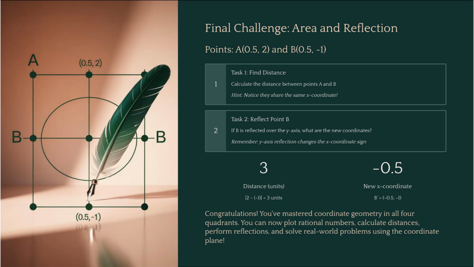For your final challenge, consider the points A at (0.5, 2) and B at (0.5, -1). First, find the distance between A and B. Then, if point B is reflected over the y-axis, what would the new coordinates be? This wraps up all the key skills: plotting rational numbers, finding distance, and performing a reflection.